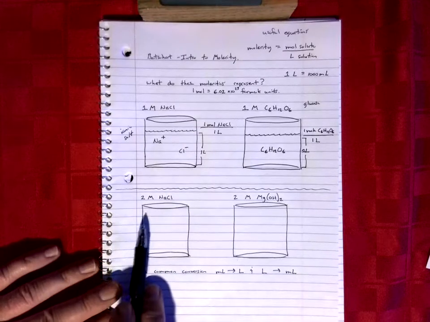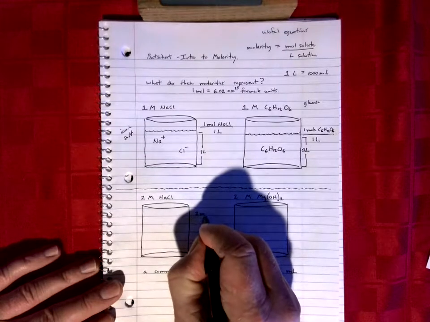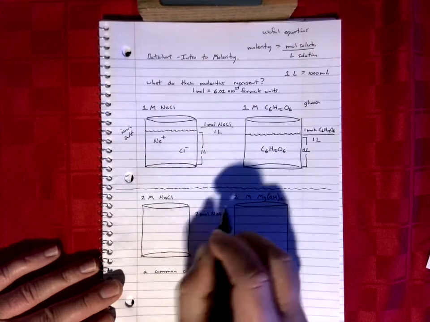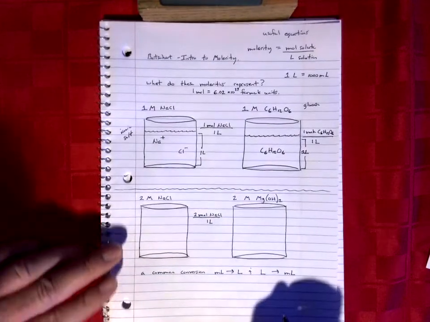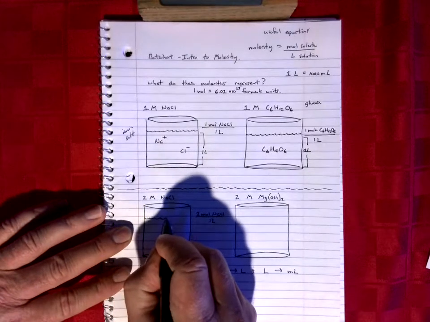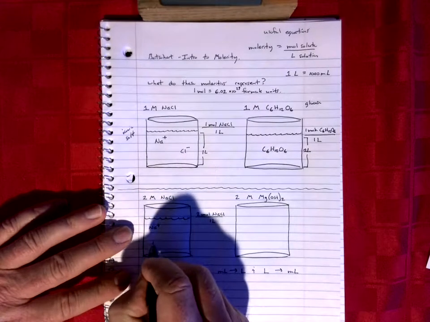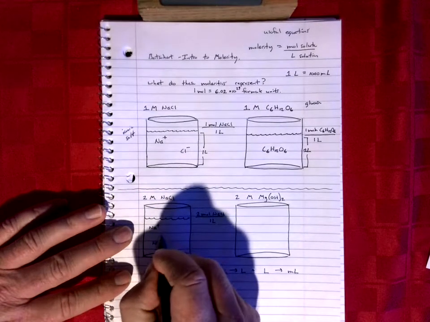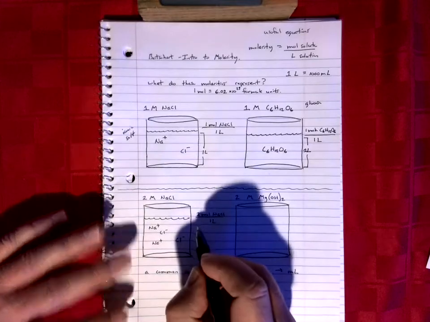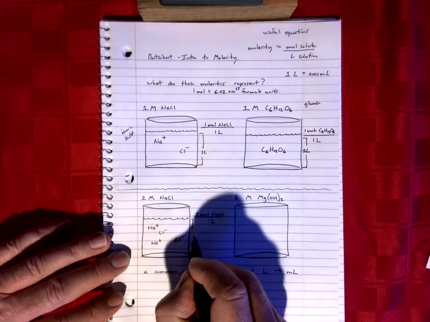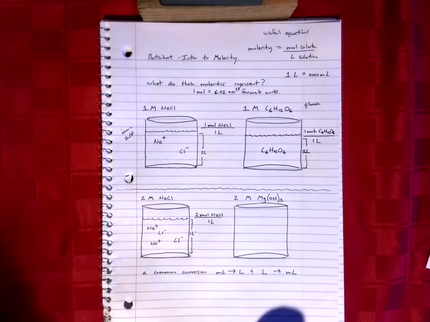Down here we have 2 molar NaCl. Well, what does that mean? That just means that there are 2 moles of NaCl in every 1 liter of overall solution. So if I was going to draw that picture, I've got my solution, and instead of just 1 Na plus and Cl minus ion set, I now have 2 of them dissolved in enough water or enough liquid to once again make 1 liter of solution.